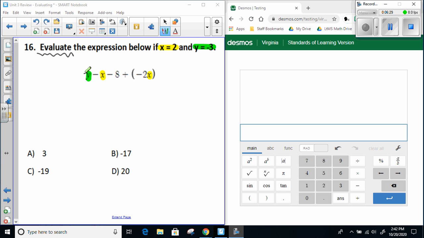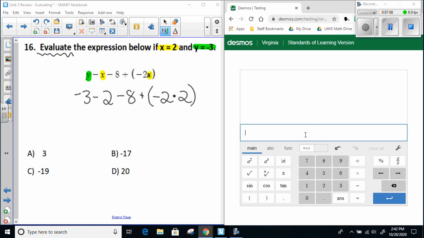So if I were to solve this on my own using order of operations, every letter would be replaced with the number of its correct value. So this would look like -3 - 2 - 8 plus parentheses -2. And this -2 is being multiplied by this x value here. So I can write multiplication with the dot and write times 2. And then I would need to follow PEMDAS to solve. So I would need to do everything in parentheses, and then I could go back and do my subtraction and addition in order. However, I don't have to do any of that because Desmos will do it for me.